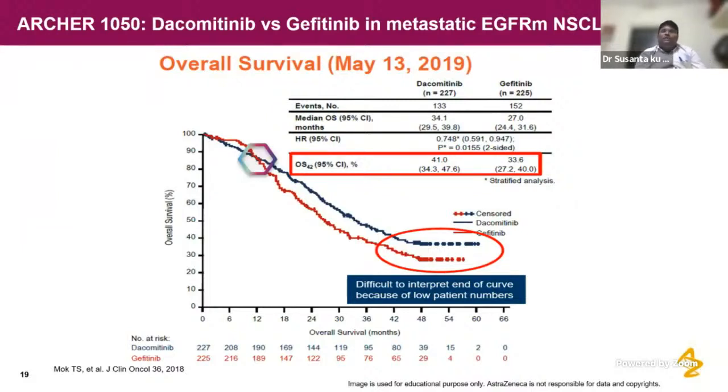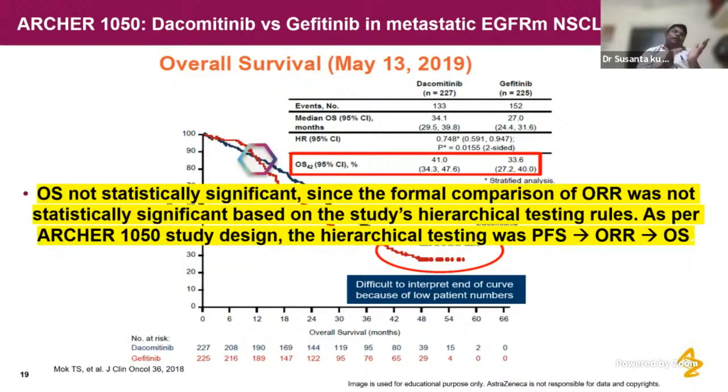Then coming to overall survival, if we analyze only overall survival, then there is a difference: 41 months versus 33.6 months in the gefitinib arm. But whenever they relate it with the PFS data and the overall response data, they did not find any significant OS. It is called hierarchical testing, where we have to analyze step by step. We include all the data of PFS and overall response rate, then finally we analyze OS. There is a statistical method to conclude whether our OS is really significant or not.